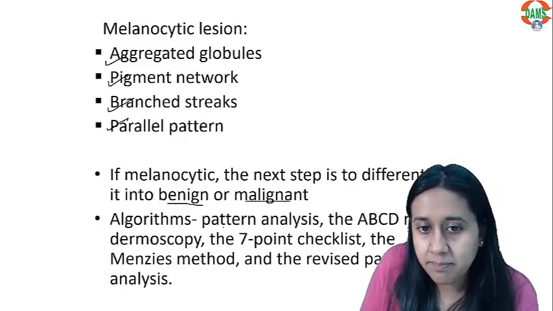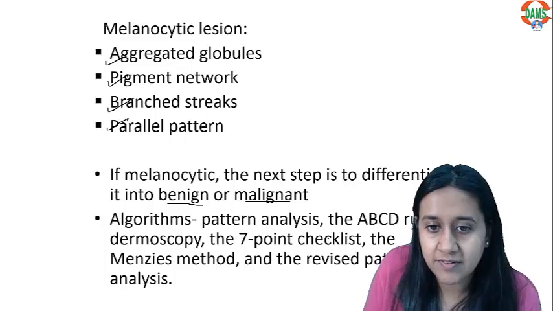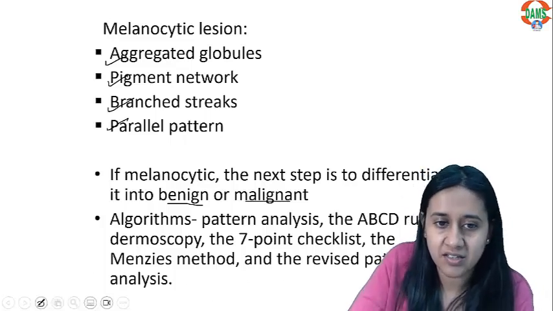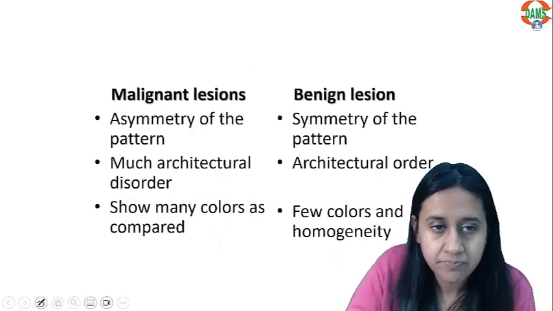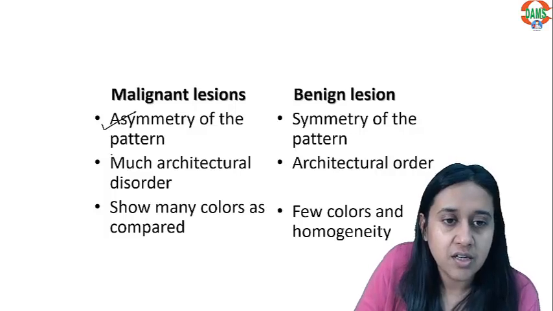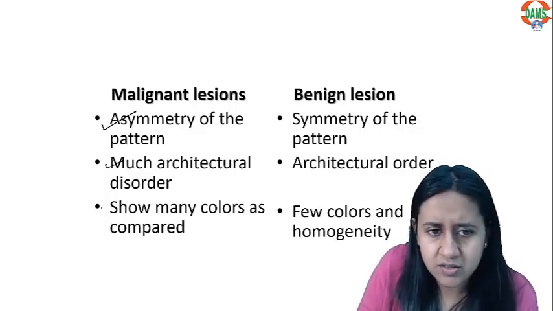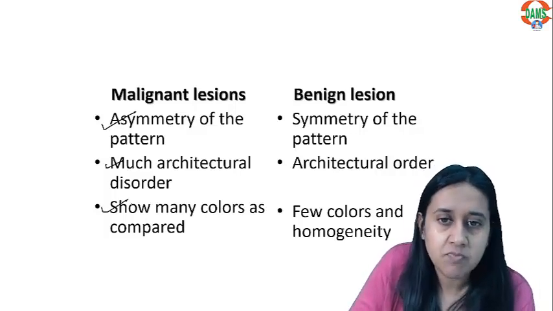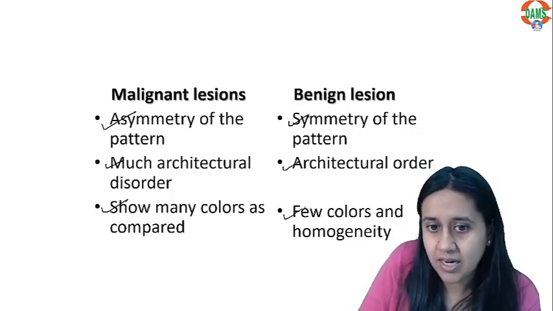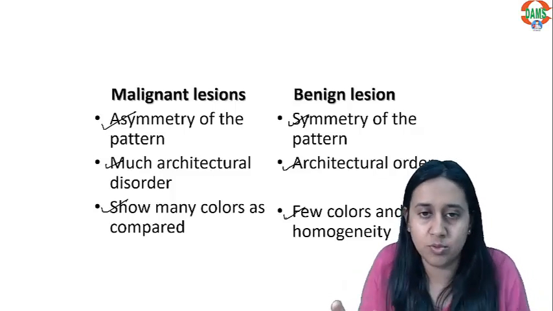The pattern analysis, ABCD rule, 7-point checklist, the Menzies method and the revised pattern analysis are all the algorithms which are used. If it is a malignant lesion, you see asymmetry of the lesion, architectural disorder, and it shows multiple colors. For benign, you see a symmetrical pattern, architectural order, and you see few colors and homogeneity.